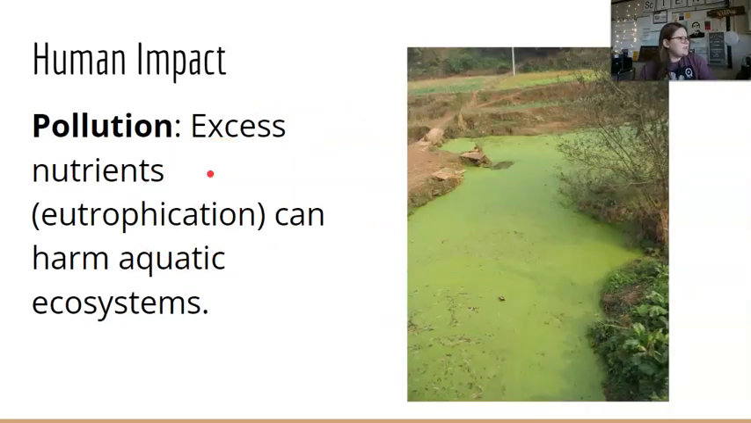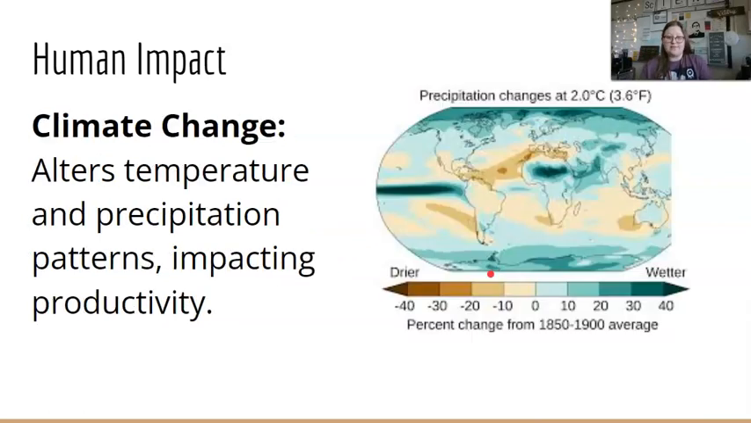Pollution is another one. So excess nutrients, which is eutrophication, can harm aquatic ecosystems. And yes, this is green. Yes, these things are photosynthesizing, but they're also using all the nutrients. They're taking all the oxygen out of the water, and it's collapsing that ecosystem, so it's not going to be as healthy and as productive as it would be without this happening.